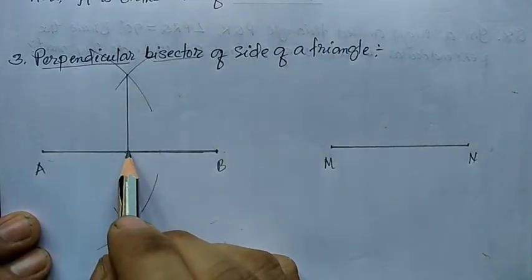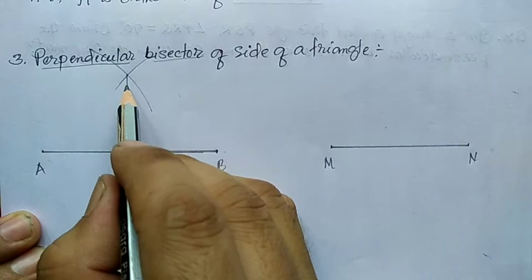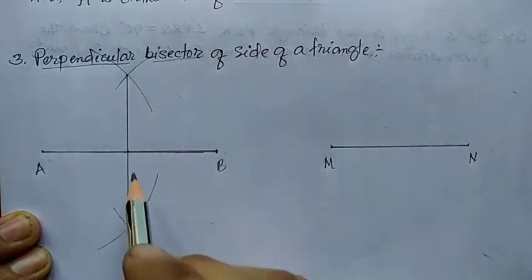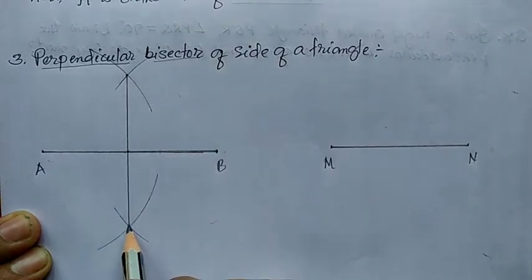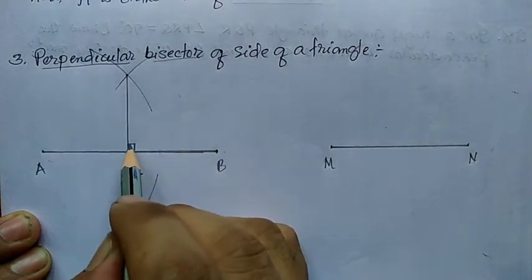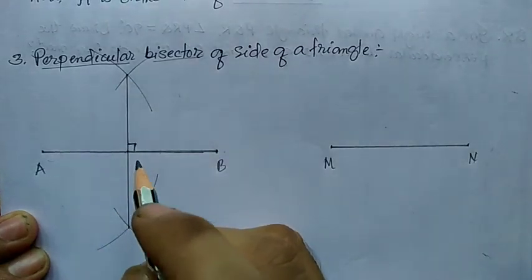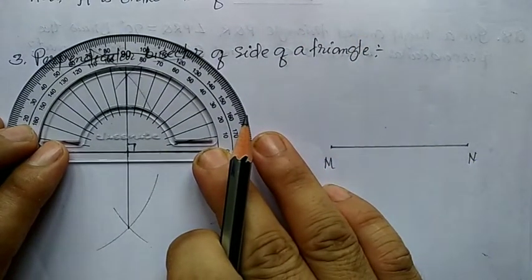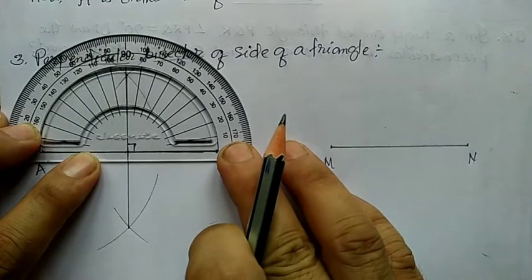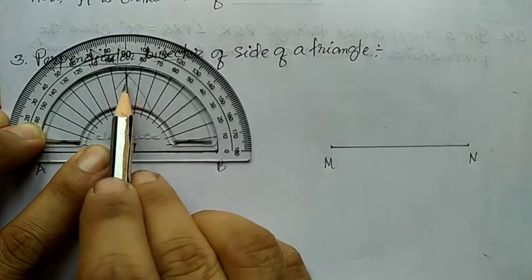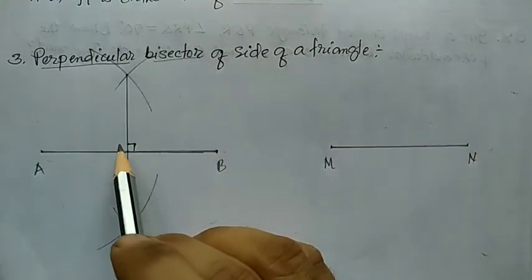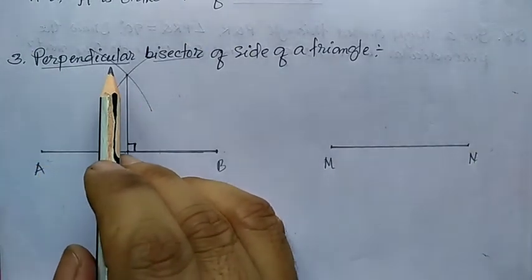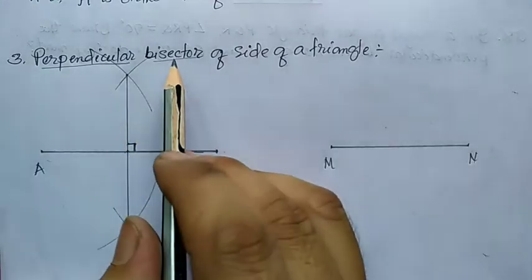Now you can see this line segment, which we drew by joining the intersections of these arcs, is perpendicular. Perpendicular means this angle is 90 degrees. Again, you can verify using your protractor. You can see exactly 90 degrees here. Again, this angle is 90 degrees, so since it is 90 degrees, we call it perpendicular. And also we call this a bisector.